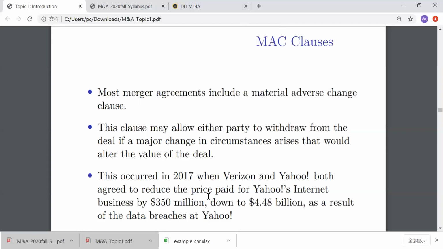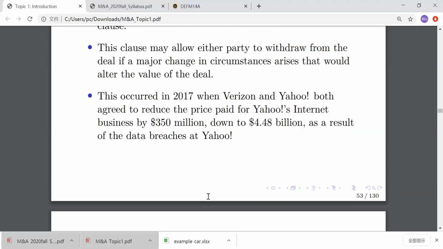And these clauses will also protect both parties if negative changes happen. For example, a stock market crash, and also, for example, the coronavirus crisis, right? These adverse and also unpredictable situations might decrease the value of the deal, right? When these kinds of things happen, these clauses protect both parties.